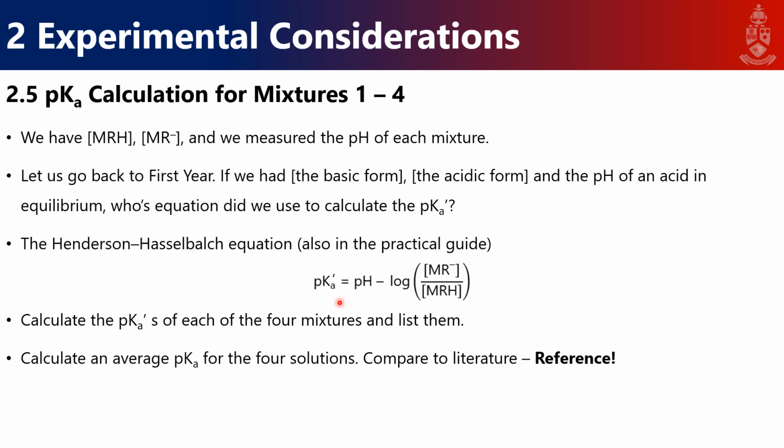And then you get 4 different pKa values. They will be slightly different, but they shouldn't be completely different from one another. You then average those pKa values for those 4 solutions, and that average value you can compare to a literature value for methyl red. So you can look up the pKa value for methyl red in literature.